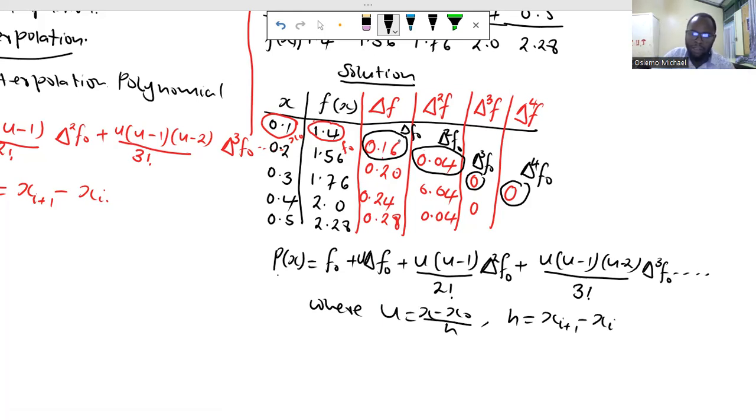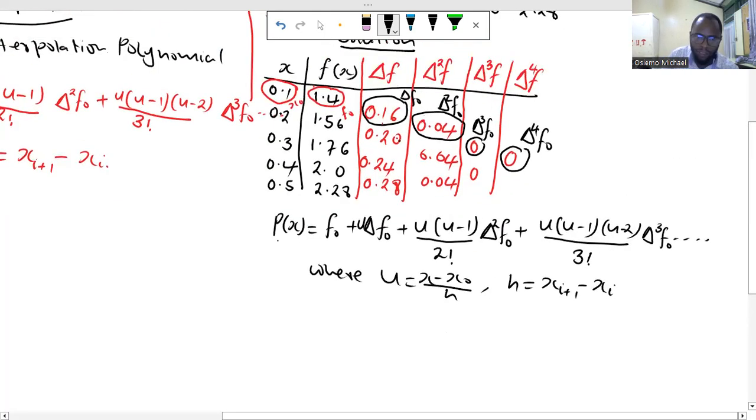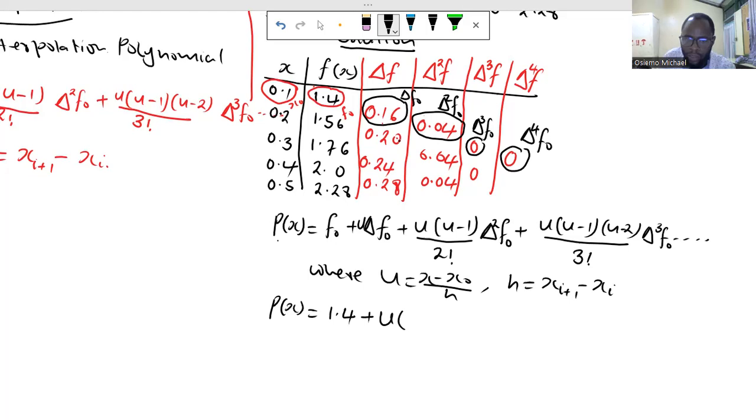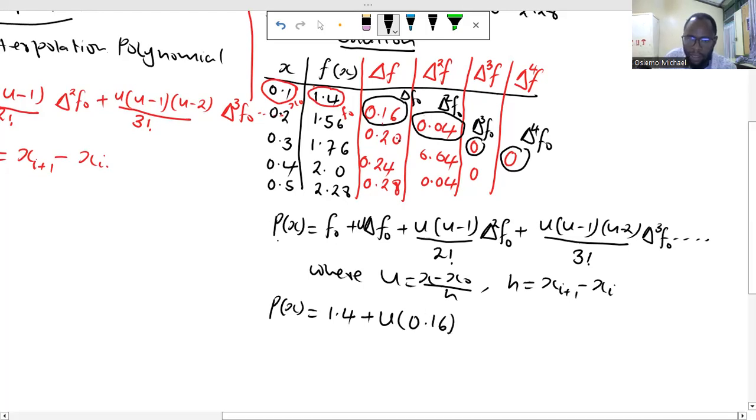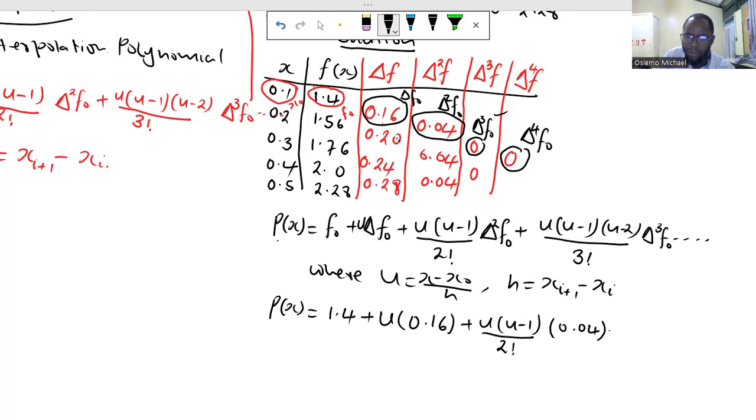Now let us see what is going to happen. So we substitute. Our P of x is equal to our f naught, which is 1.4, plus u multiplied by our first change, which is 0.16, plus u into u minus 1 all over 2 factorial, and then we multiply by 0.04. If we go to the next, where we have the third difference of f naught, it's already 0. So even when you substitute in the formula, it will still be 0. The same case applies to the fourth difference. So we are not going to write them because they already diminish to 0.